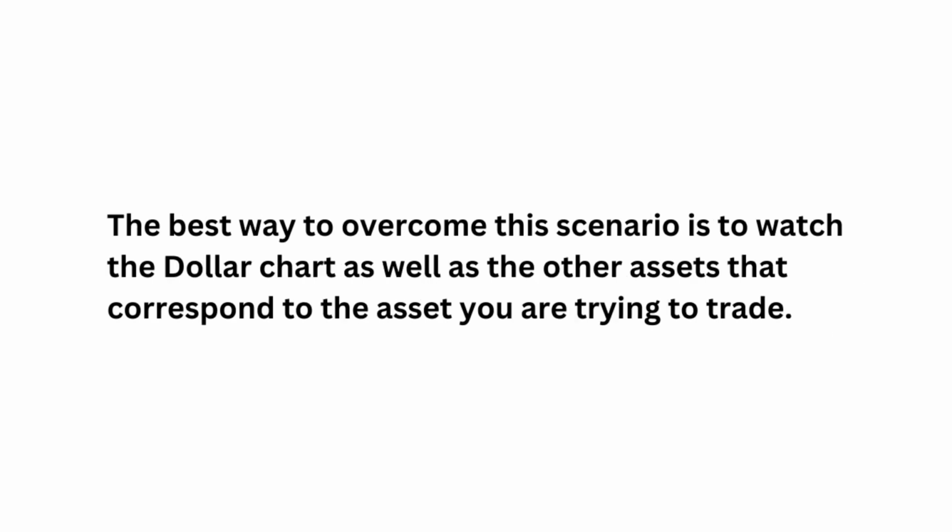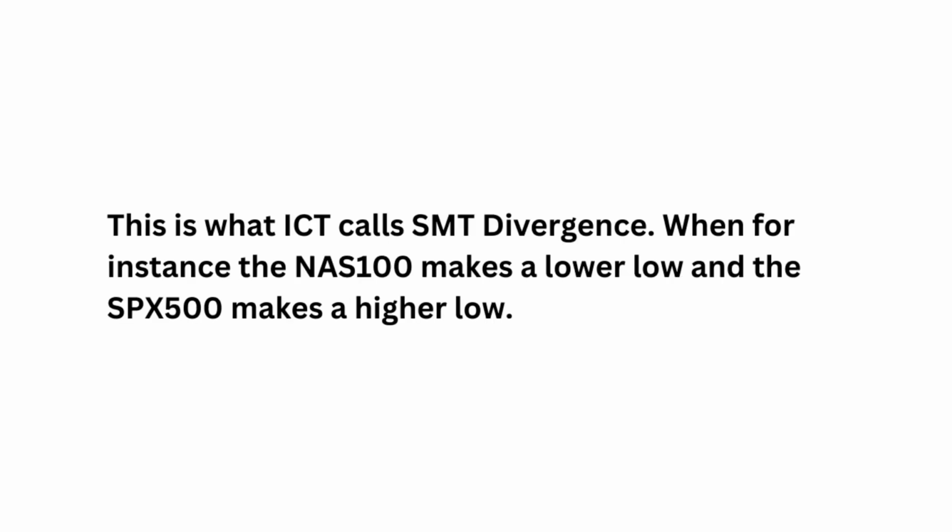The best way to overcome this scenario is to watch the dollar chart as well as the other assets that correspond to the asset you are trying to trade. This is what ICT calls SMT divergence, or smart money technique divergence. When, for instance, the NASDAQ 100 makes a lower low and the SPX 500 makes a higher low.